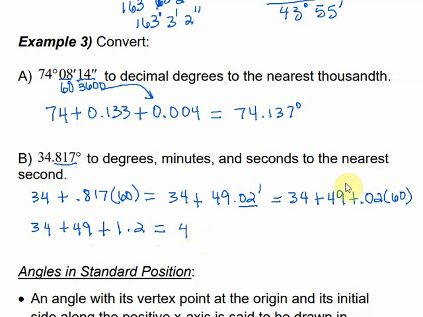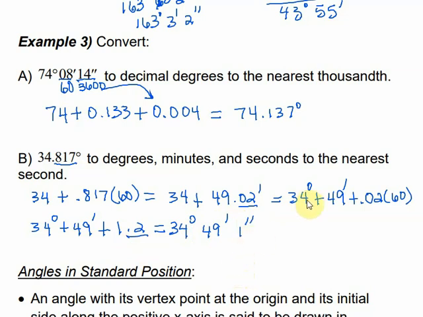34, well, this was minutes, and this is degrees. So 34 degrees, 49 minutes, and if there's a decimal on our seconds, we just round that. Okay, so then it would be 1 second. And that's how we change from decimal degrees to degrees, minutes, seconds.